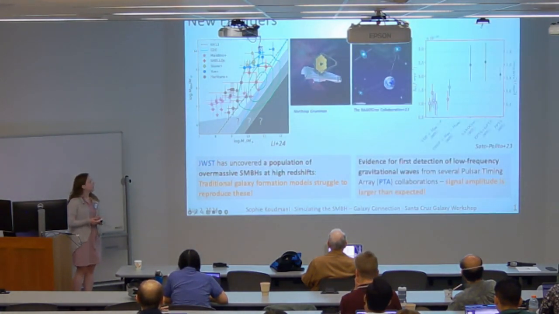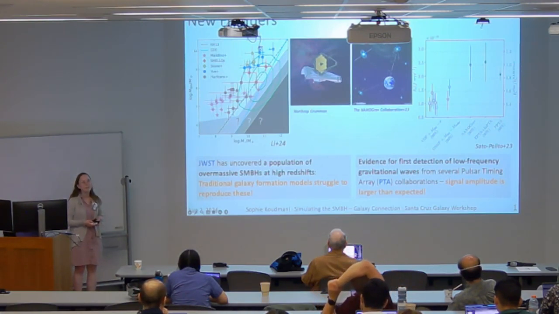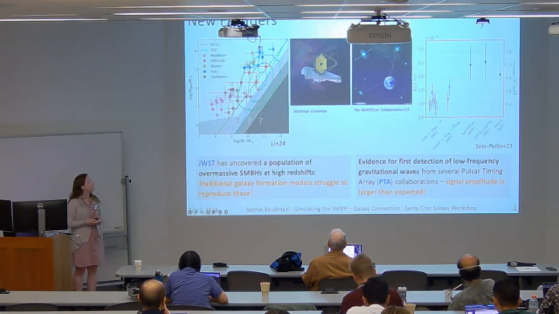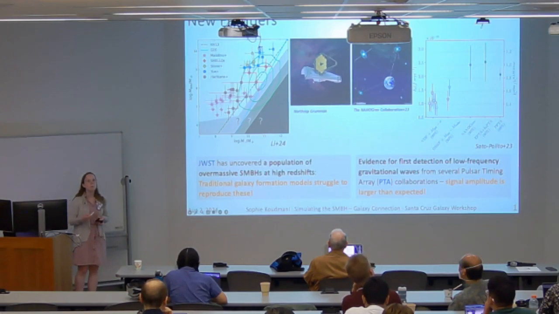And there's also been another exciting recent discovery, which is a signal consistent with the gravitational wave background from supermassive black hole inspirals that was reported last summer from several pulsar timing array collaborations. While the shape of the signal is consistent with the supermassive black hole inspiral hypothesis, the issue is that the signal seems to be too strong for what we would be predicting from the models.